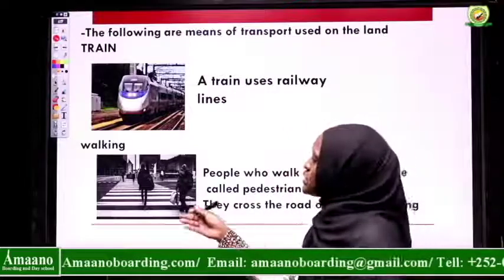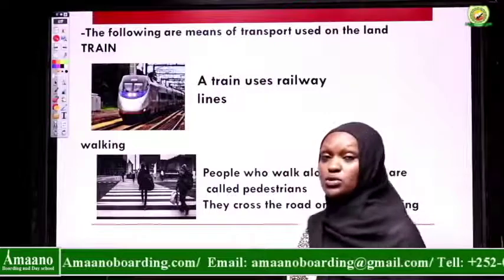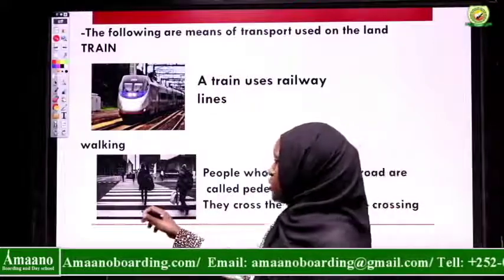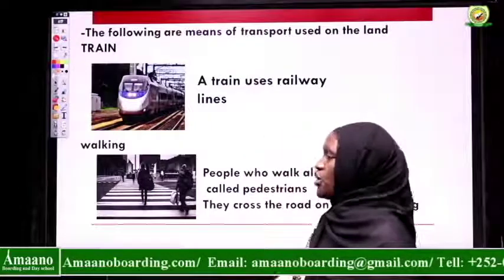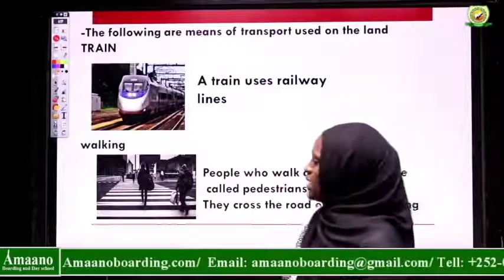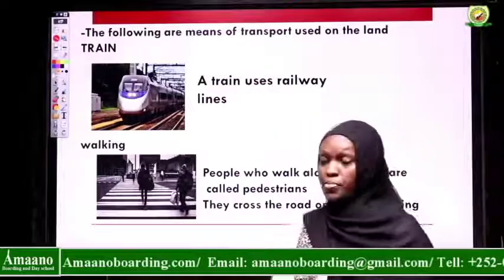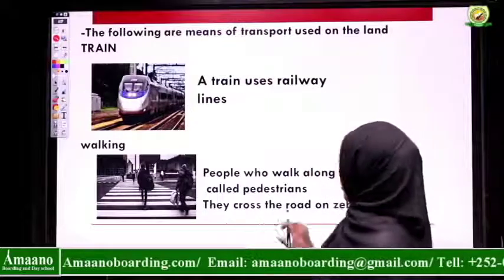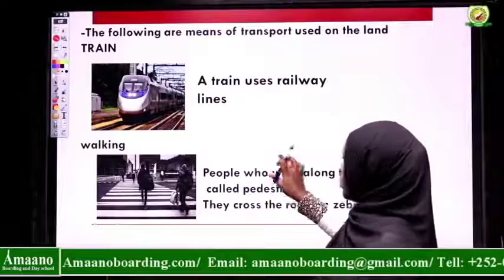Pedestrians use the zebra crossing when they want to cross the road. You have to use the zebra crossing because this is the safe place for you to cross the road. So if you are walking along the road and you want to cross the road, you walk until you see the zebra crossing, then you can cross. So they cross the road on the zebra crossing.